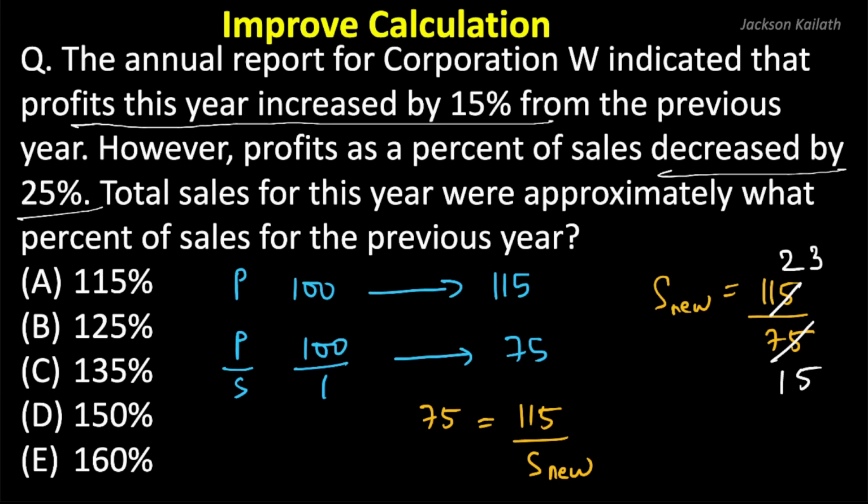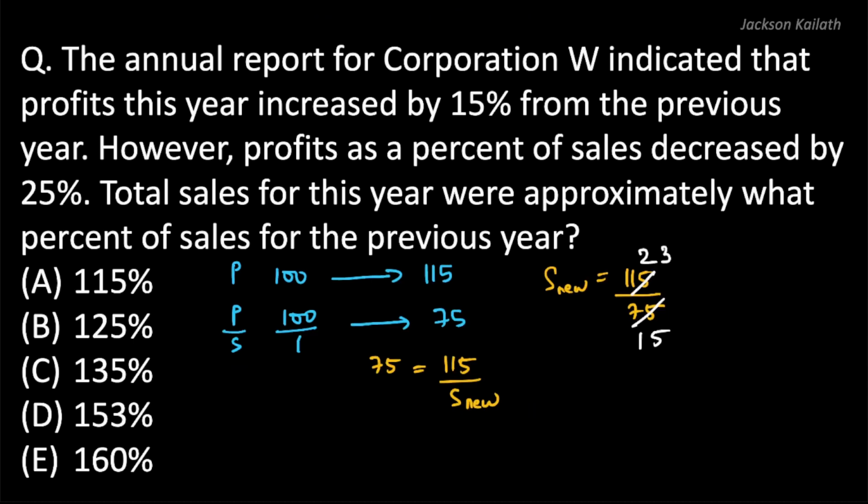Alright, now let's make some space and see how you can easily calculate this and find which of these is the answer. Again, you can see all of these are greater than 100%, and this also is greater than 100%. So there is nothing that you can immediately eliminate. Let me make some space over here. We have seen that S new, or the new sales, is equal to 23 divided by 15. Now let's see how you can easily calculate this.